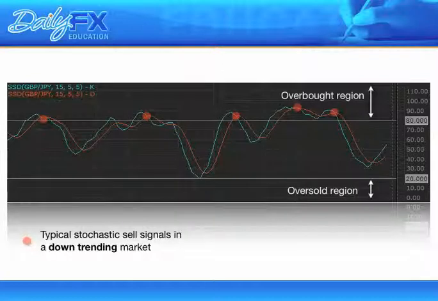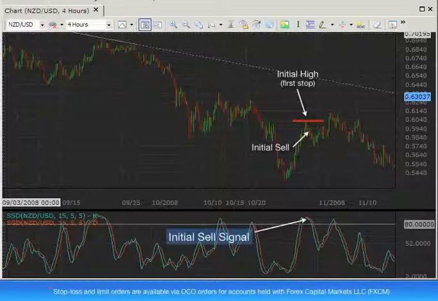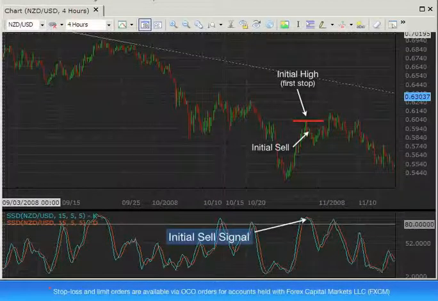However, we run into problems when there's a strong trending move, since prices can remain overbought or oversold for quite some time. So we added another filter to our trades. We only look for buy signals in an uptrend, or sell signals in a downtrend. What this means for stochastics is if the daily trend is up, then we look for stochastics to become oversold, and buy when the percentage K line crosses above the percentage D line.